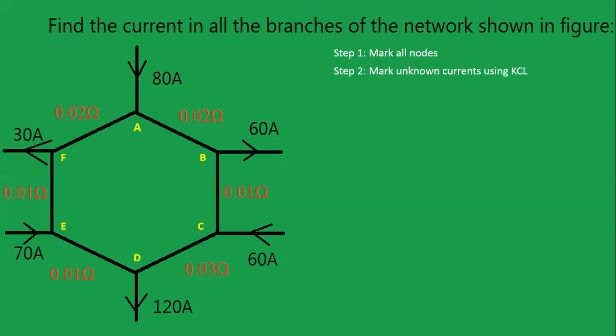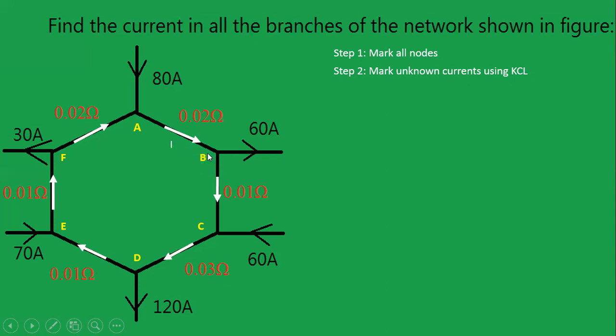So the second step is to mark all the unknown currents using KCL. Once we have marked this direction, we have to name these unknown currents. If we give 6 different names, it's difficult to solve this numerical. So what we shall do is, from A to B, let us assume that the current flowing is termed I. Now let us apply KCL at this node B.